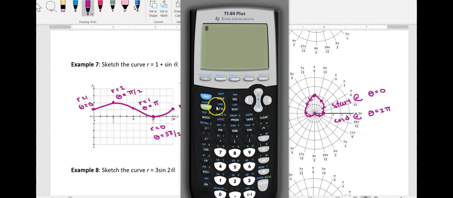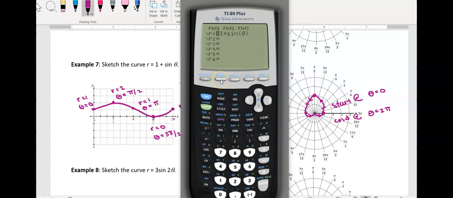So first, turn your calculator on and change your mode. So far in our calculator, we've done function mode, parametric mode. So now we're going to go to polar mode, P-O-L, and hit enter. Now we're going to go to y equals, and we're going to type in the equation as we have here, r equals 1 plus sine theta. So 1 plus sine, and then when you hit your variable button, it'll automatically come up with the theta. And then close your parentheses.